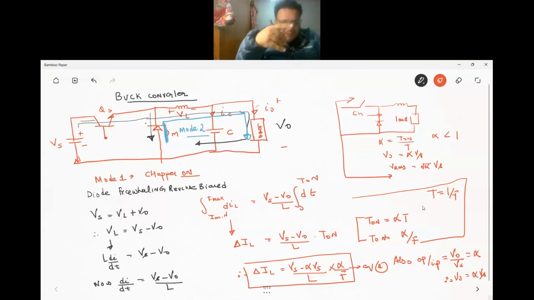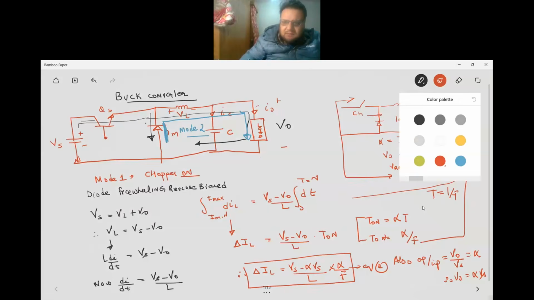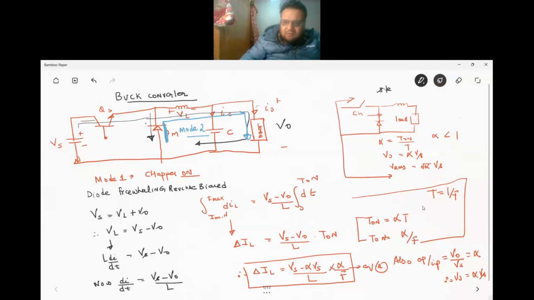So today, welcome. We'll be starting regarding the buck converters. As you can see in the chopper configuration, we have a step down configuration over here. You just look, this is called the step down configuration. Okay, so step down chopper.